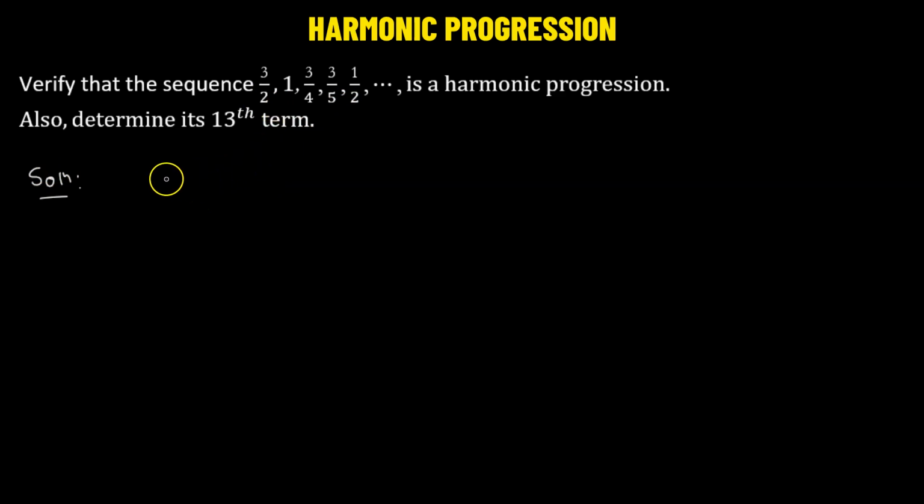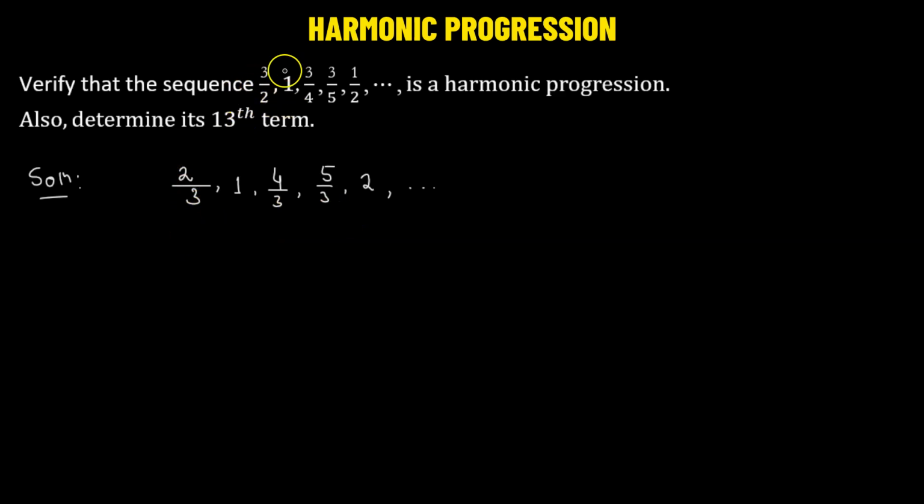So let's take the first term. Here the first term is 3 over 2. We take its reciprocal, so that's 2 over 3. Then we take the reciprocal of the second term, that's 1. Reciprocal of the third term will be 4 over 3. Then the reciprocal of the fourth term will be 5 over 3, and the reciprocal of the fifth term will be 2, and so on. So let's show that this particular sequence is an arithmetic progression.